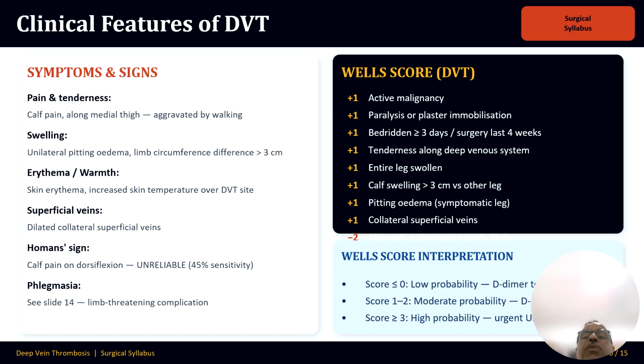So any patient with possible risk factors who comes to you with a unilateral swelling of the limb along with calf pain and medial thigh pain, which is aggravated by walking, and the patient describes that pain when they walk as a cramping, bursting type of pain, especially in the calf and medial thigh. And when you see the limb circumference, the discrepancy between the affected limb and the normal limb is more than 3 centimeters, then clinically DVT should be suspected and ruled out.